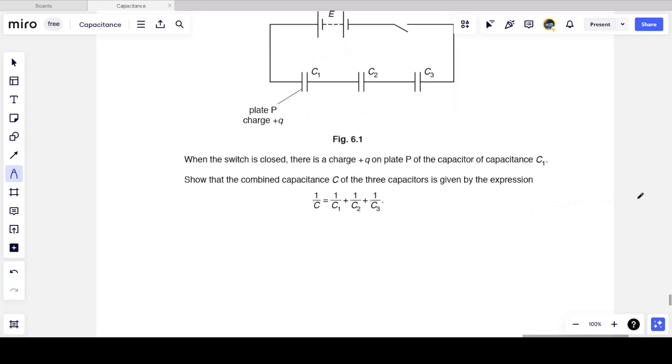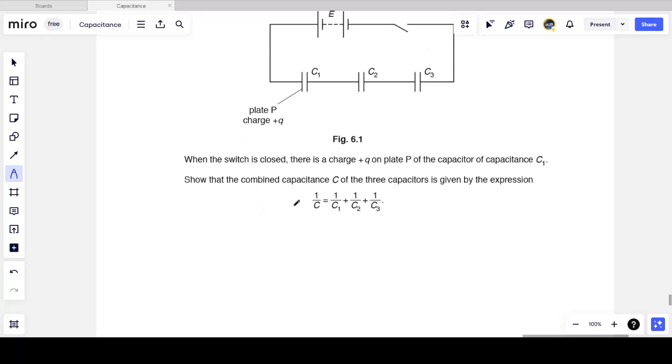Now, what I know is that if there's a charge Q on C1, then C2 has a charge Q, and C3 has a charge Q. The charge must be the same everywhere in the series circuit. Charge has nowhere to split, so it must be the same. Plus Q is induced on the left-hand plate of C1, and so minus Q is induced on the right-hand plate, which goes to C2, and the whole process continues.